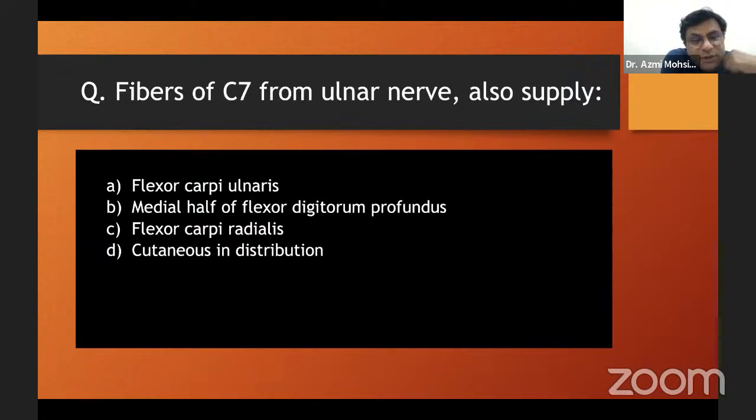But actually speaking, ulnar nerve does get a C7 component as well. So exactly speaking, the root numbers for ulnar nerve are C7, C8, T1. Now answer the correct response here. A, B, C, D. Flexor carpi ulnaris, medial half of flexor digitorum profundus, flexor carpi radialis, cutaneous in distribution.